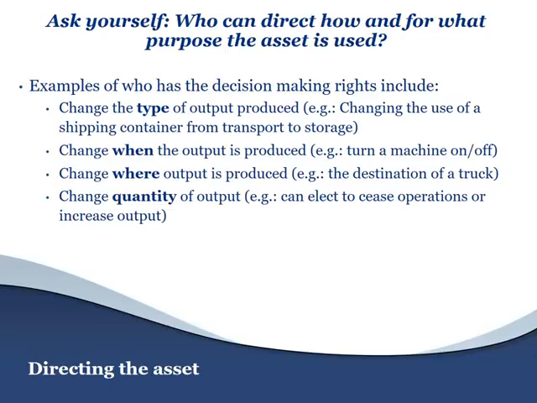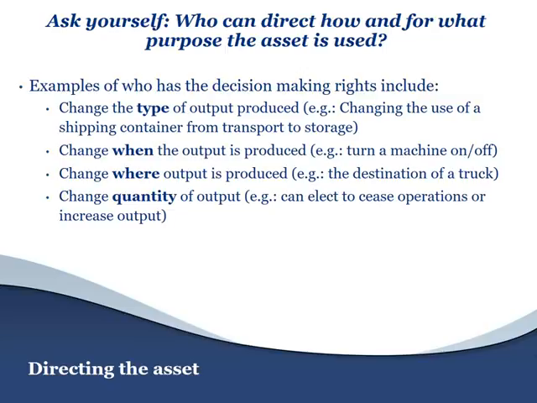The second one, could I change when the output is produced? So could I take a machine and decide to just turn it off and not use it for 3 months? Thirdly, can I change where the output is produced? So could I take something, for example, a delivery truck, and move it from one country to another, or from one part of a country to another, or is it predefined that it can't? And lastly, can I change the quantity of output? So can I elect to either increase or decrease the output from the machine? Now, these are the types of decision makings you need to look at because these determine who effectively drives the decision on how and for what purpose the asset is used.